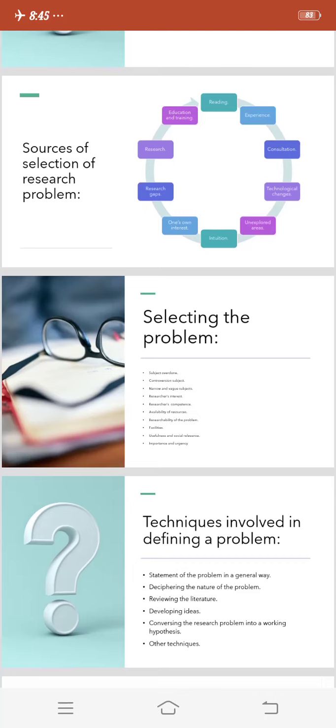Next one is techniques involved in defining the problem.